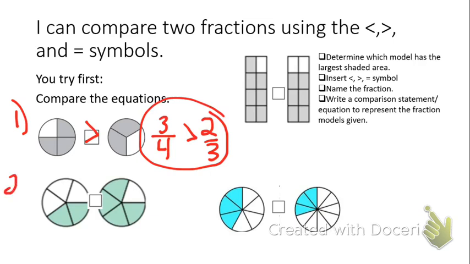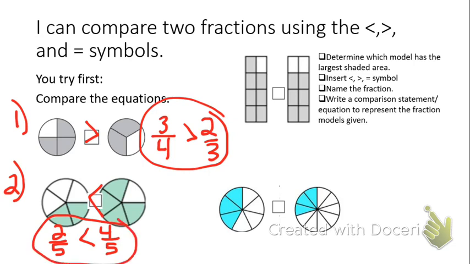Let's go ahead and do number 2. So pause the video and try to complete number 2 by yourself. Okay, hopefully you figured out that this guy right here is definitely the biggest one, right? And so my alligator's mouth is going to point towards him. And then I'm going to write my fractions. Well, 2 out of 5 are colored in, and here 4 out of 5 are colored in, and I just drop down my symbol. Here's my comparison statement. Boom.